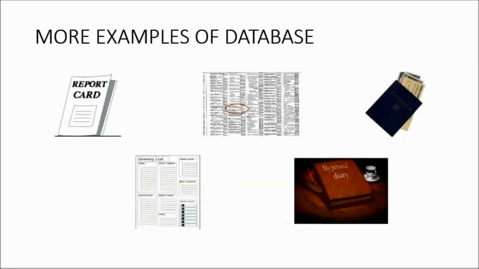So moving on, some examples of a database. What is a database? This question might be coming to your mind. A database is anything that stores information. It can be systematic information, unsystematic information, organized information, or unorganized information. So all these examples are databases: a report card, a passbook, a personal diary. Anything which has some information or data is called a database.